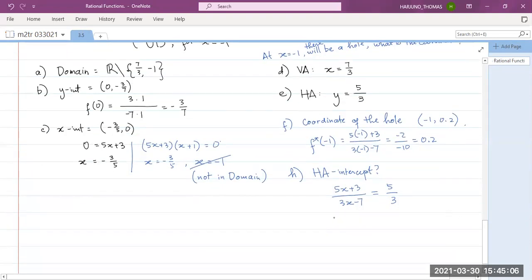So 3 times (5x + 3) equals 5 times (3x - 7). 15x + 9 equals 15x - 35. That gives us 9 equals -35. That's a contradiction, so no horizontal asymptote intercept.